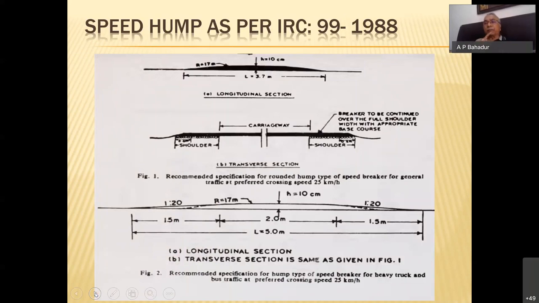Another very important point is the speed breaker or speed hump, which has been given in detail in IRC 99. But unfortunately, most of the field officers have this problem that whenever any accident takes place, especially any fatality, local people put a lot of pressure on you to provide a speed breaker, which is actually a breaker, not a hump. And local administration does not come to your rescue.